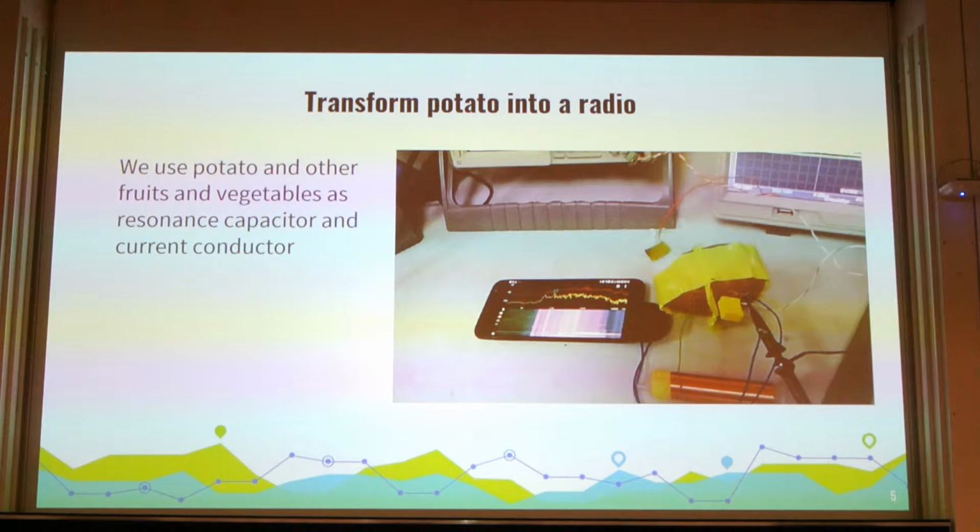So this is our setup. We have a potato, we have a coil for resonance. There was a diode, there were 2 capacitors, an oscilloscope and a signal generator.